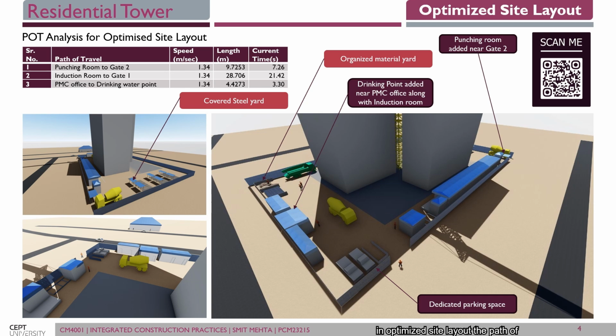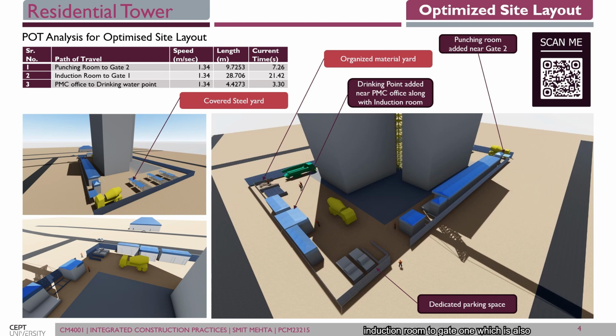In the optimized site layout, we have enhanced the site with a covered steel yard and an organized material yard, which we have provided near gate 1. Same for the drinking point, added near the PMC office along with the induction room. And we have provided a new punching room near gate 2, which in the current site layout is at gate 1 and inside, near the PMC office. So for the path of travel, we have enhanced the length from the punching room to gate 2, which is 9.7253 meters, and the time is now greatly reduced to 7.26 seconds.